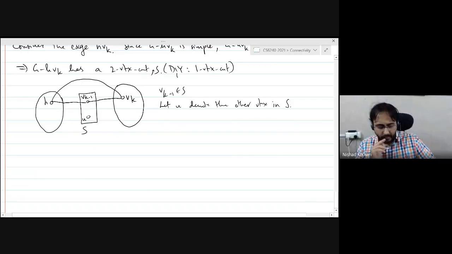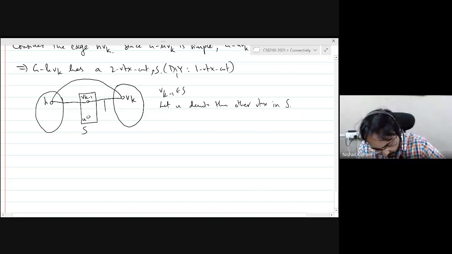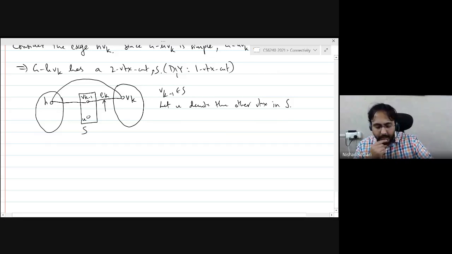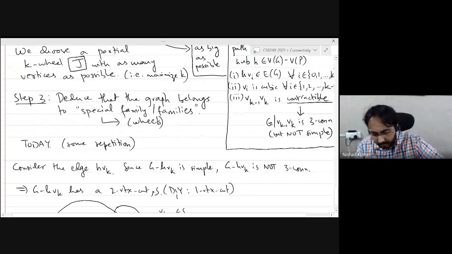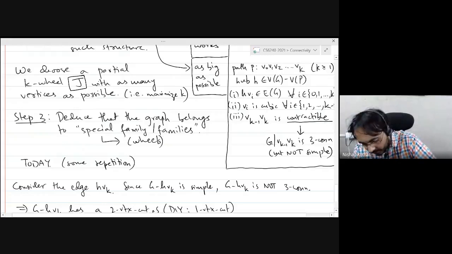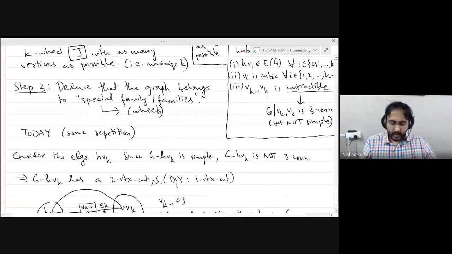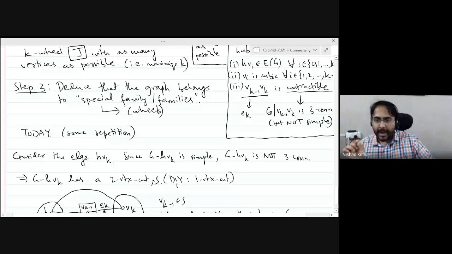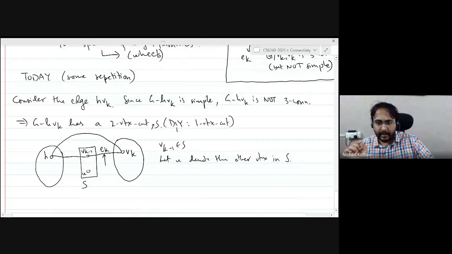Okay, good. Now I want to ask the following question. I want you to observe this edge, Vk minus 1 Vk, which is our edge Ek. So I want you to look at this edge Ek. We know that this edge is a contractible edge, right? Vk minus 1 Vk is basically the edge Ek. We know that Ek, when you contract it, you get a 3 connected graph that is not simple, right?